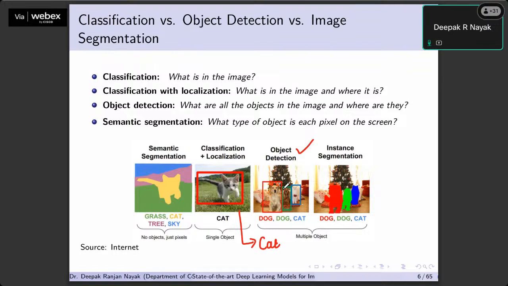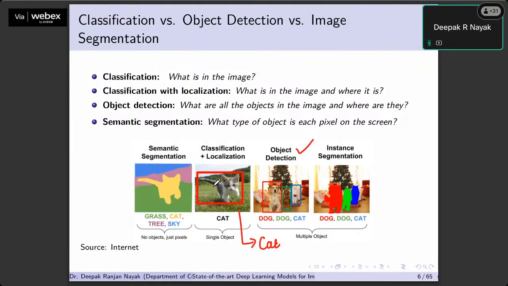What are all the objects that are present in this image? So you need to provide a bounding box, right? And where are they exactly? That means you need to provide first what are the objects that are present and where they are. You need to also provide the bounding box. That is what is object detection.